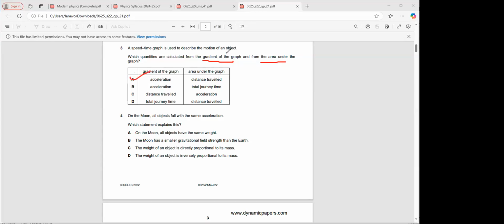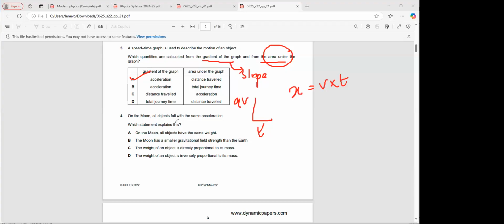Correct, right. See, I hope you understand. What is meant by gradient? The slope. Slope, right. So from the slope, you get acceleration, and if you calculate the area from a VT graph, you will get distance, because distance is V multiplied by T. Very good.